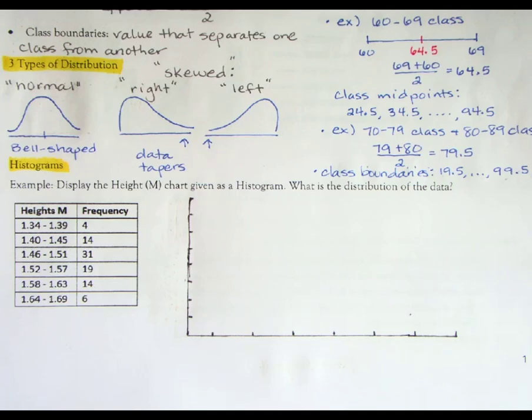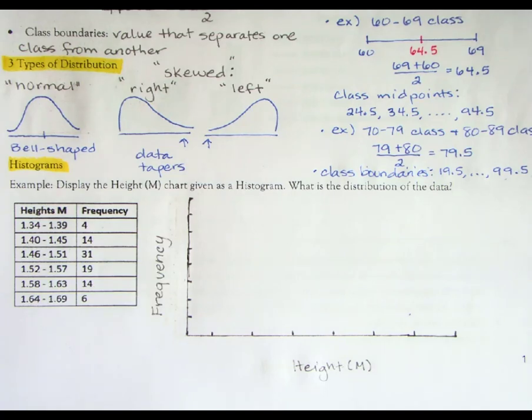When you create your histogram, you want to make sure that you have some sort of straight edge tool, such as a ruler, so that way you can make equally spaced tick marks. When you're creating your horizontal axis, this will always represent your classes, in this case, heights in meters. Your vertical axis will always be the frequency for those classes. It is not necessary for your tick marks to be the same size.